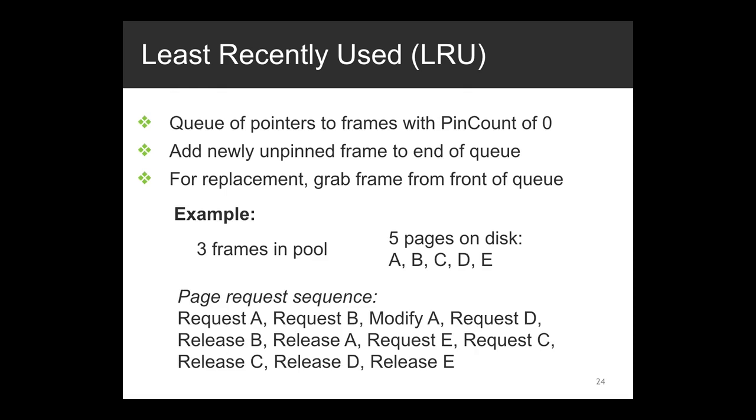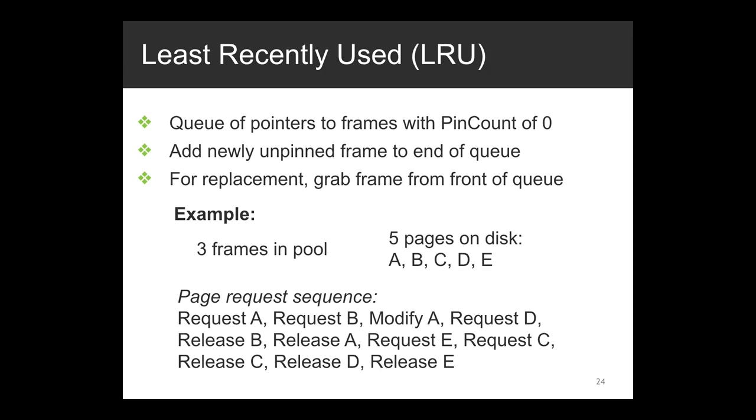Now here's your page request sequence. The page request sequence is basically the sequence of requests issued to the buffer manager by the higher levels of the system, the queries that are issued to the DBMS. And the requests are as follows. Request A, request B, modify A, request D. What does this mean? This means the query wants to read page A first, and then read page B, and then it updates page A. So that's modify. And then it requests page D, so it wants to read the content of D.